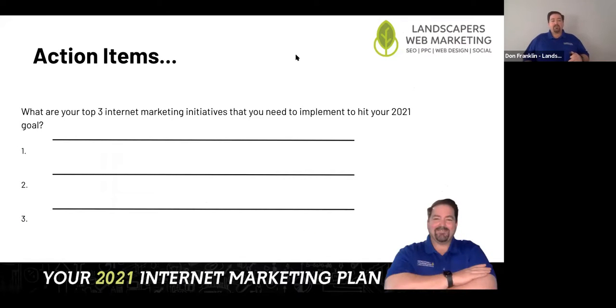So of these things that we talked about, I would like to know, and you can put this down in your workbook, you can refer to it later, at least put it down on paper: what are your top 3, out of all those things we've talked about, top 3 internet marketing initiatives that you need to implement to hit your 2021 goal? We've already talked about the goals. We've talked about the messages and the marketing and your who. So what 3 things are you going to get in place for 2021, which means you need to start thinking about it now. You need to do these things now.